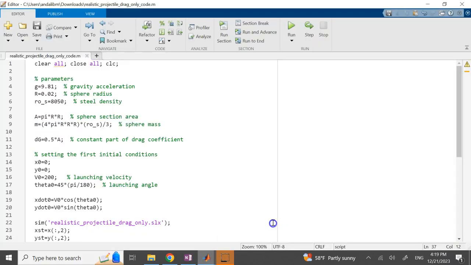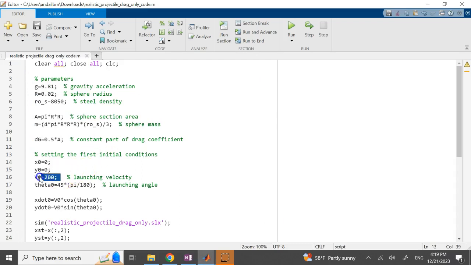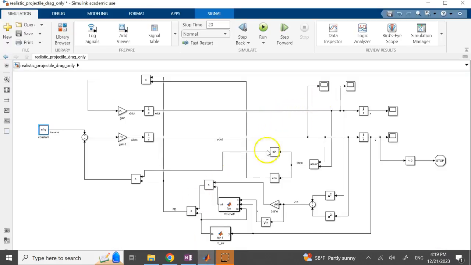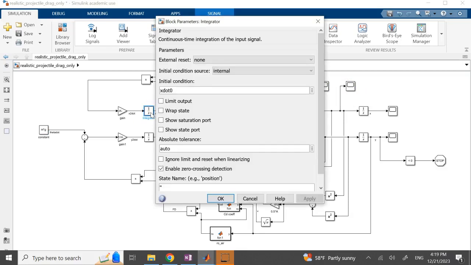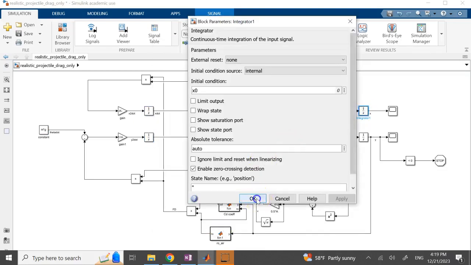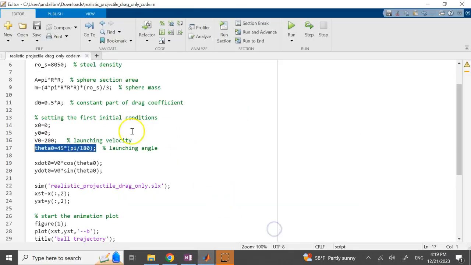And this is the MATLAB file that runs the Simulink. So all of the parameters I need to have are specified here. The initial condition is 200 meters per second launch velocity, and the angle of launch is 45 degrees. All of these initial conditions will go into Simulink, into these integrators, okay? If you look inside these integrators, you see x dot 0, y dot 0, which are v naught cosine theta and v naught sine theta, and this is x0 and y0. Here I go with 0 and 0, so I launch it from the ground.